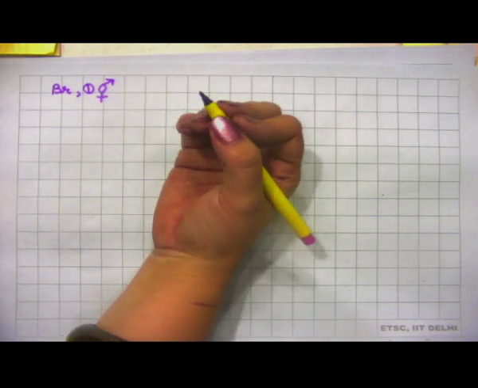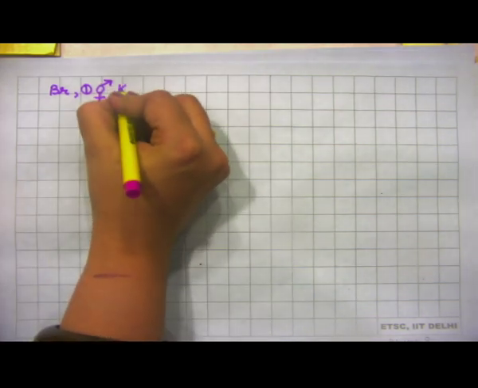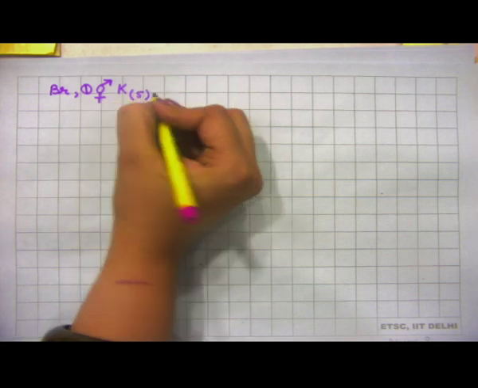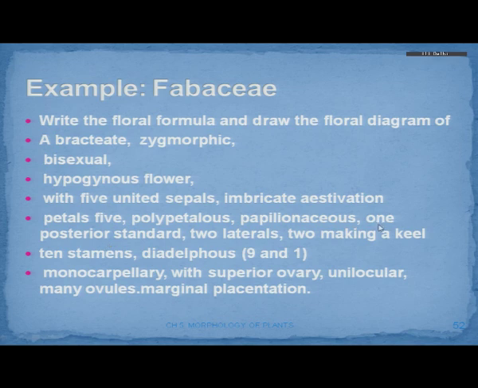And the flower is hypogynous, so we will write G and underline it to show the superior ovary, but we will do it later. Now there are 5 united sepals, imbricate estivation. So sepals 5 and united. Estivation is not shown in the floral formula. Then the petals are 5, polypetalous, papilionaceous flower. How is this papilionaceous flower arranged? 1 posterior standard, 2 laterals, 2 making a keel.